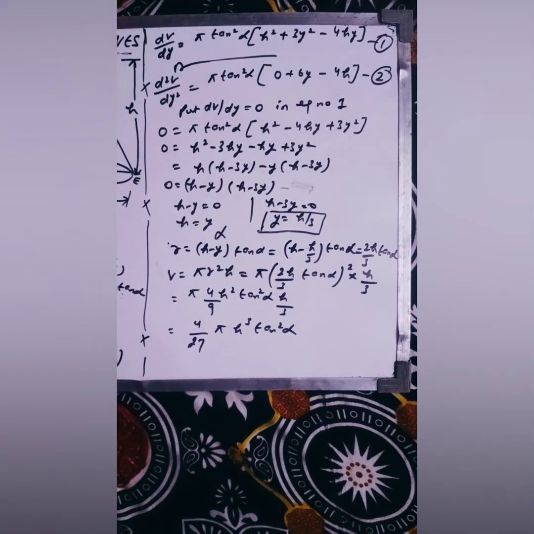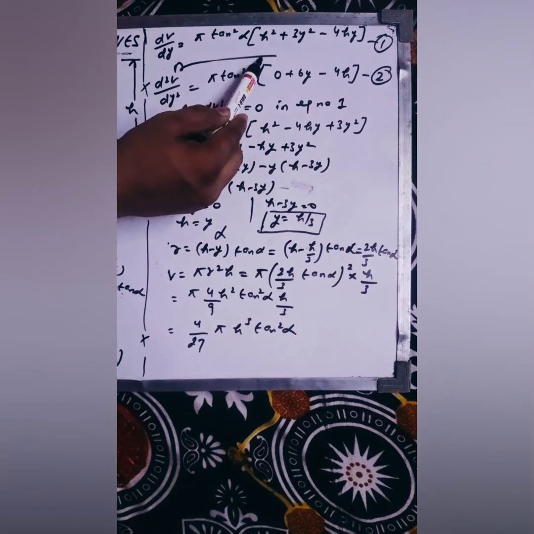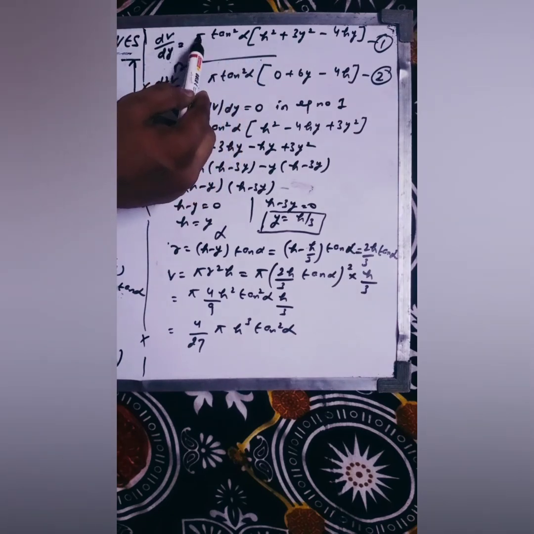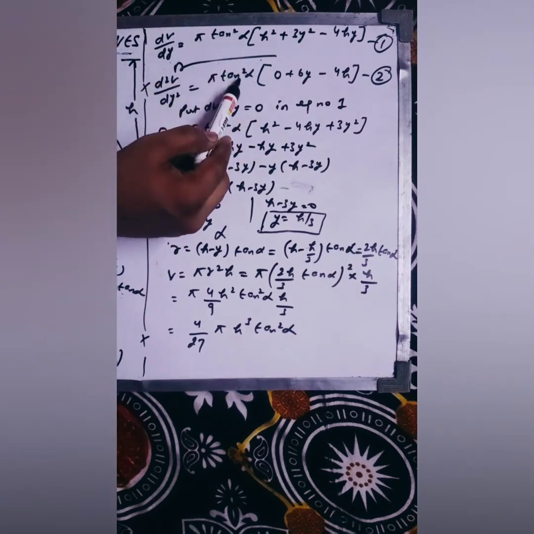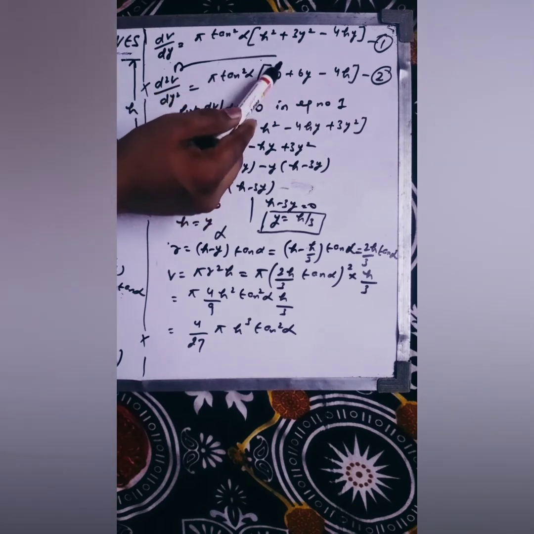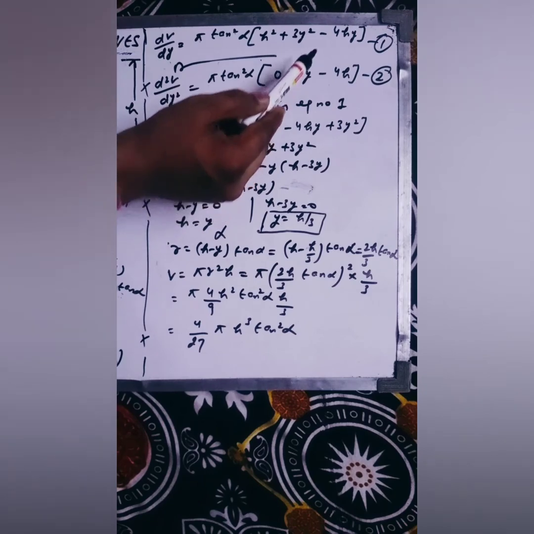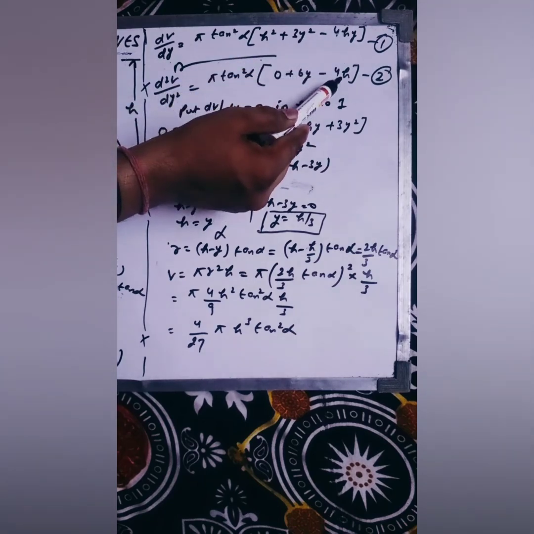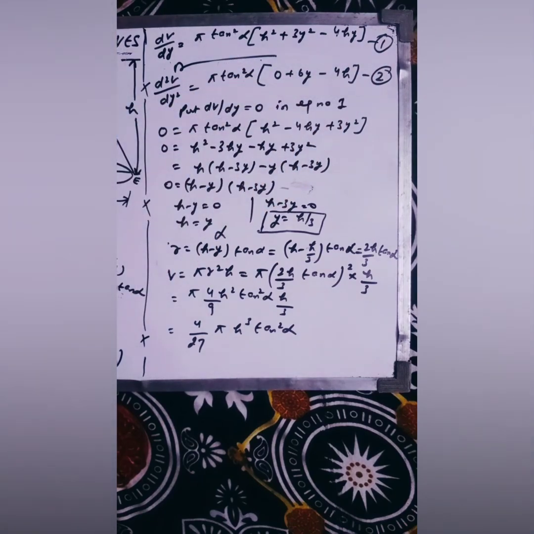You have to write. Now you have to again differentiate this with respect to y. So this pi tan square alpha will remain the same. Your h is a constant, so that will be 0. This will be 6y minus 4h. You have to write that. That is equation number 2.